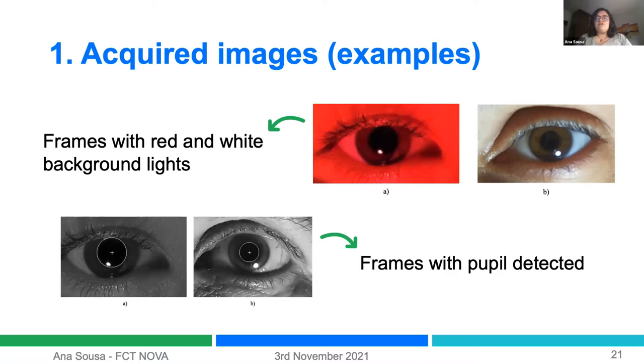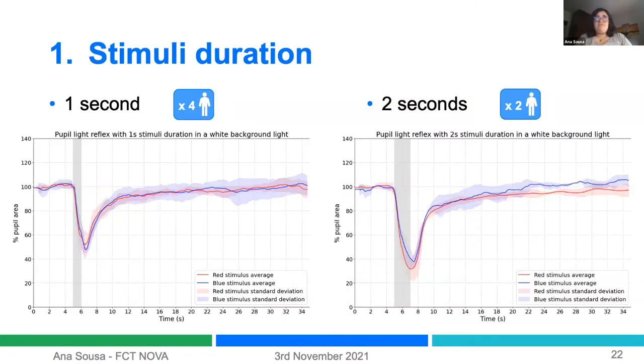And now I'm going to show the graphics that we were able to build with the different protocols that we tested, always comparing the red and the blue stimuli in the same graph. So for 1 second, this is the graph. The stimuli duration variation we did only with white background, because first we were trying to do with the white background light. And this is the results that we have.